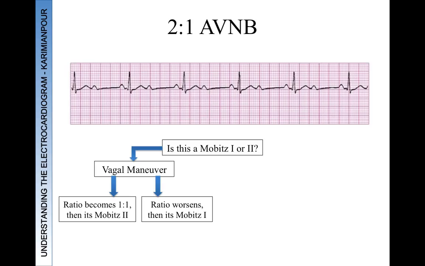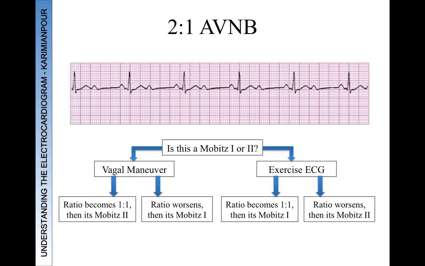If you perform a vagal maneuver and the ratio, the 1-to-1 or 2-to-1, whatever it is, worsens, meaning it becomes greater, 3-to-1, 4-to-1, 5-to-1, then it's a Mobitz 1, it's a Wenckebach. Why? Because that means there's no intrinsic disease within the AV node, it's sympathetic tone, parasympathetic tone or vagal tone that's driving the block. And if you deliver more vagal tone, you're going to worsen the block. So you'll have more P waves per QRS, and that's something to keep in mind here.